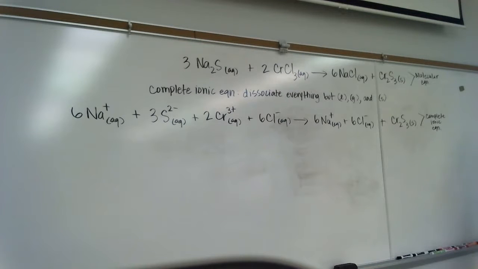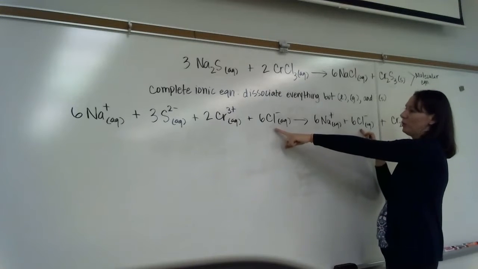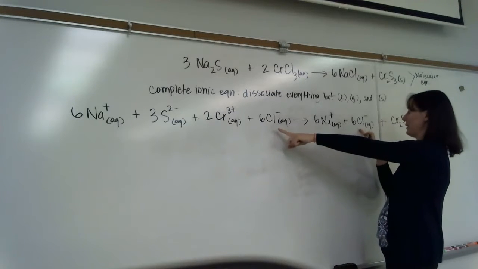But notice there's a lot of redundancy here, right? Because you see the same thing on the reactant side and on the product side. If it starts out the same and ends up completely unchanged, did it really participate in the reaction? No, it didn't, right? What do we call those? Does anyone remember? Like this 6 Cl minus, it's not doing anything. It's a spectator ion, right?